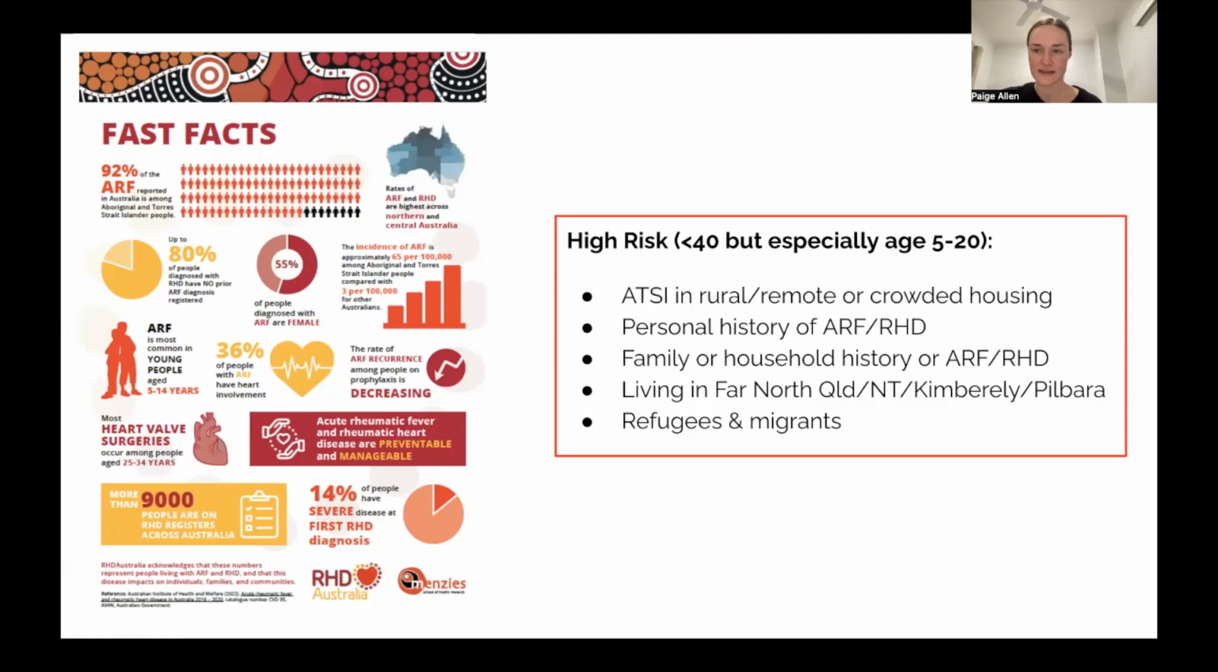So anyone that is Aboriginal, particularly living in rural or remote housing or in crowded housing, but that applies to anyone in general living in crowded housing. People that have a personal history or family history of rheumatic fever or rheumatic heart disease. And then the classic regions that have a high epidemiology are far north Queensland, the NT, the Kimberley, and the Pilbara regions, and also refugees and migrants. Unfortunately, rheumatic fever is much more common in people that are young, so usually 5 to 20-year-olds. So high risk is generally under 40.